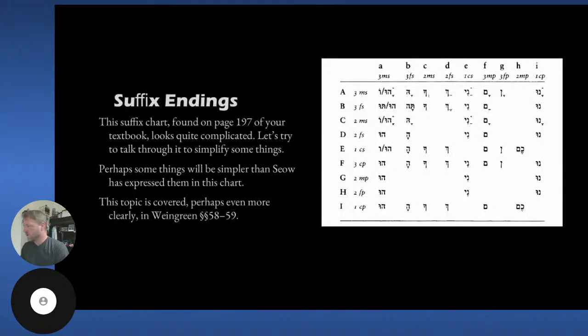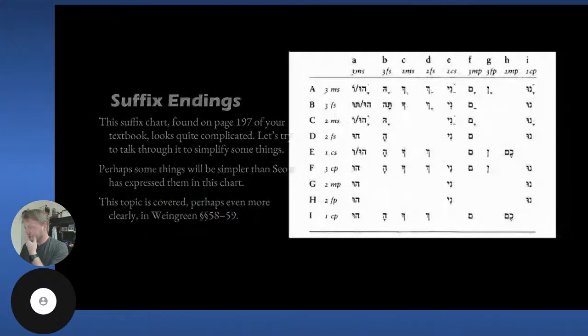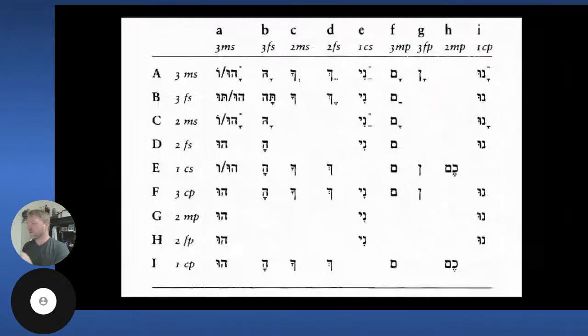Notice again, it replaced that. I will fix that just a second. This right here needs to be this. Okay. So this is a big ugly table. I don't like big ugly tables. I don't like things to be confusing and complicated. So let's look at it. Maybe it would be better for you to cover it in Weingreen's grammar, sections 58 and 59. It's better presented. But while we have this table here, let's look at a couple of things that might be interesting.